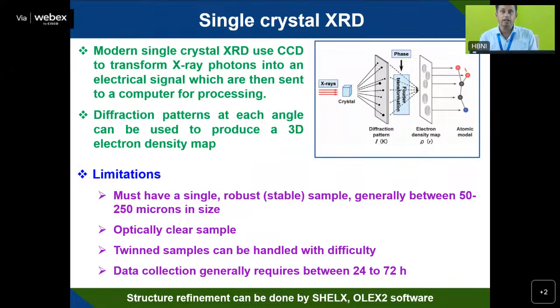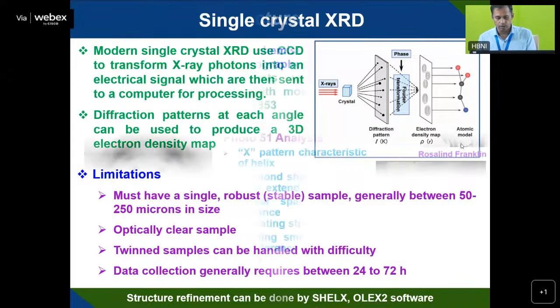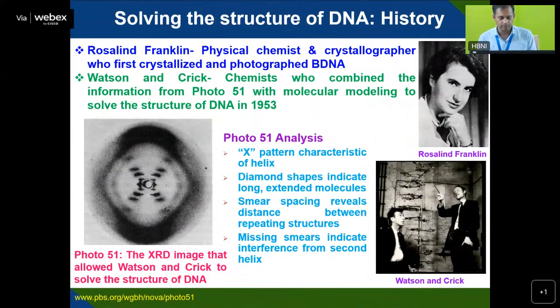And data collection generally takes 24 to 72 hours. Like in powder X-ray diffraction, you can collect your data in a big batch in 20 or 25 minutes, but in single crystal XRD you have to spend 24 to 72 hours to get better data. And once you get the data, the refinement can be done using different software like CellX or OLEX2. So these softwares are available. With that software, you can use the electron density map and the atomic model to find out all the bond lengths and bond angles, everything.